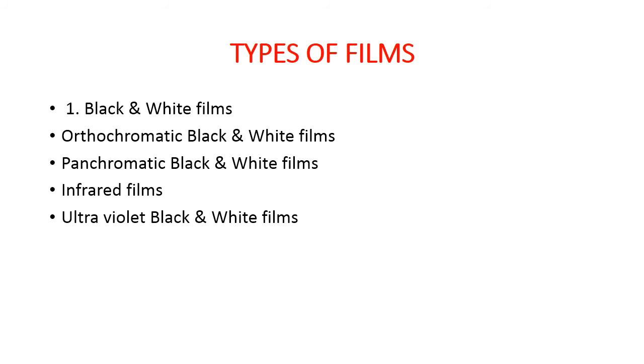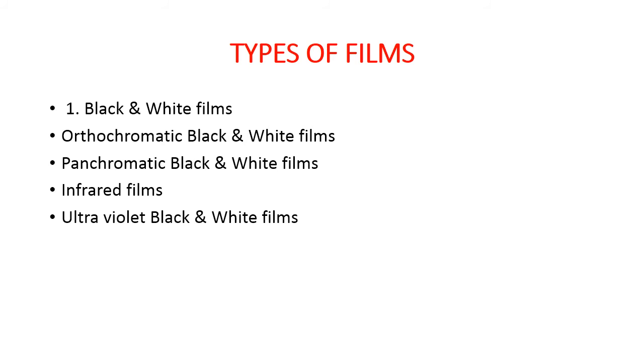The next one is panchromatic black and white films. These films cover the entire visible spectrum and are sensitive to 0.4 to 0.7 μm. On these films, all visible colors are recorded, like blue, green, red, etc. So this works in the visible spectrum, and orthochromatic works in 0.4 to 0.6 μm.